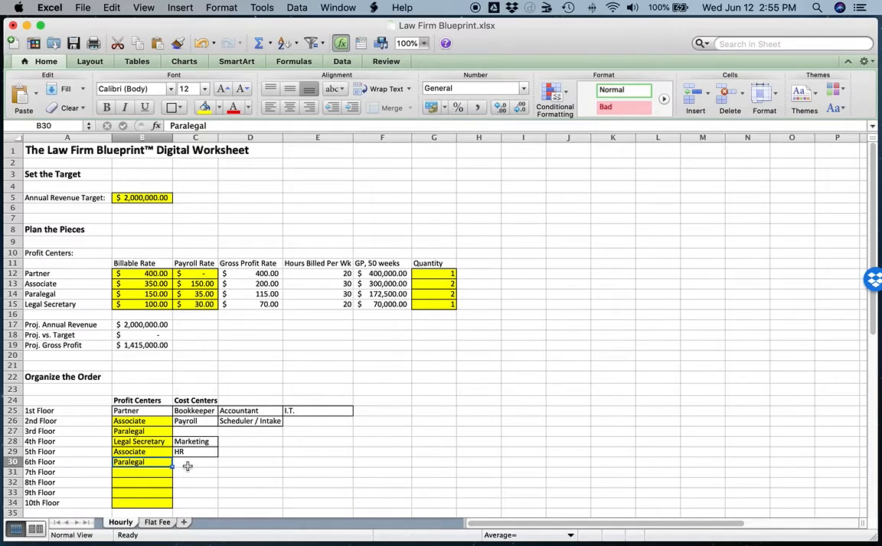So that's an example of how you can use the law firm blueprint to create a hiring plan for your firm that matches demand, that is clients coming in, to the capacity that your firm has. So you're not hiring too fast and you're not hiring too slow.